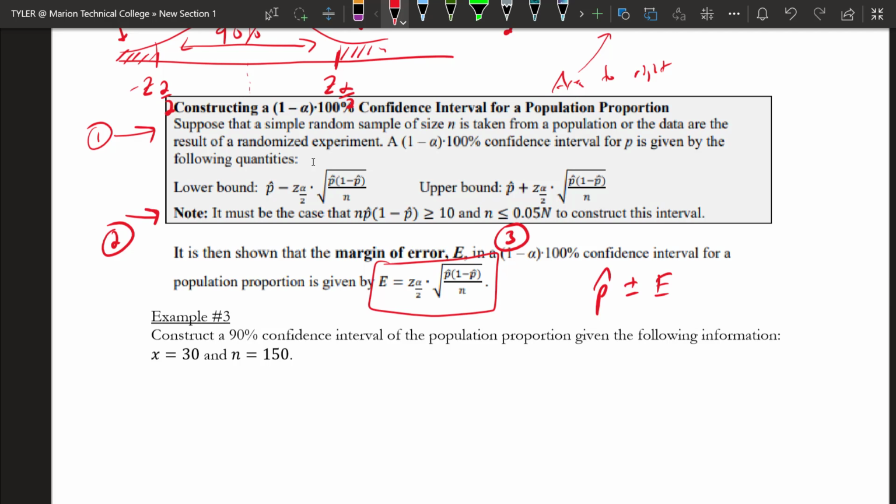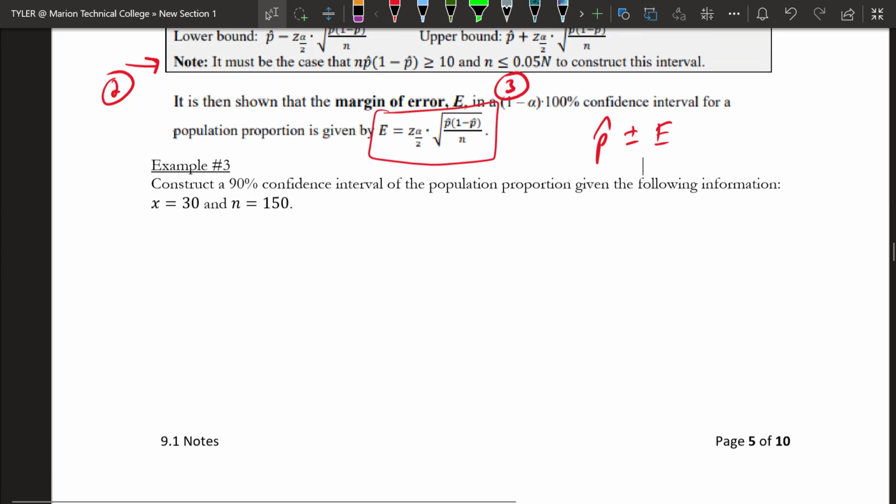All right, so now what I'd like to do is practice constructing a confidence interval. Example 3. It says construct a 90% confidence interval of the population proportion given the following information. We know that x equals 30 and n equals 150.